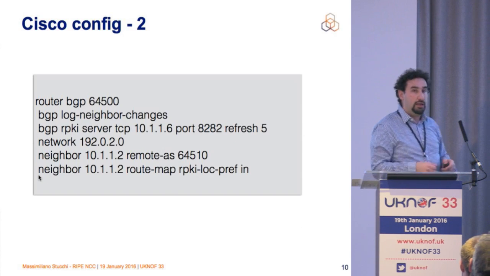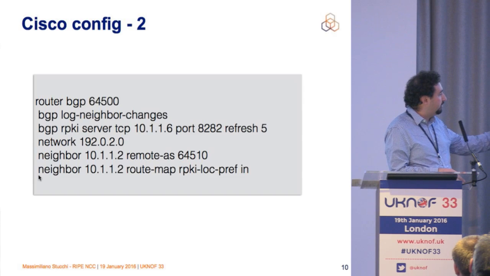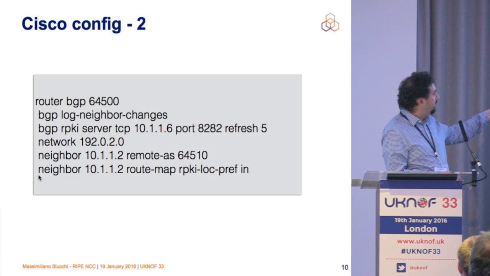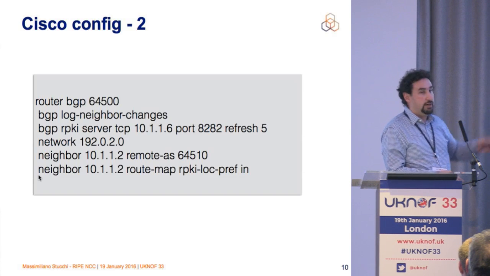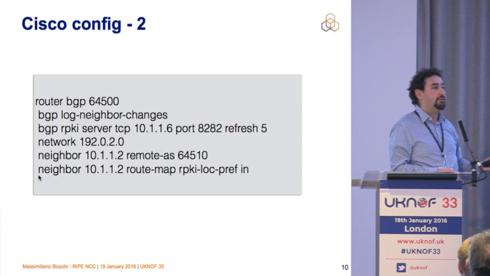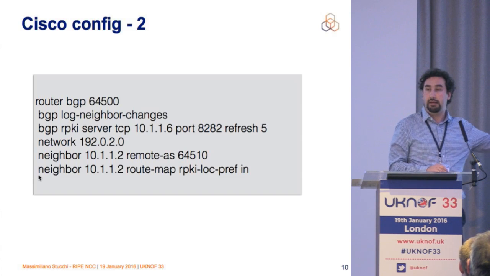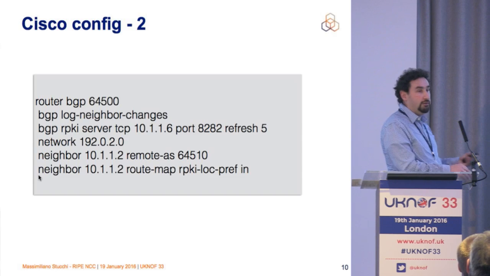And this is how I apply it in the neighbor configuration. I just apply that as a route map, as you may know. And I just define my RPKI server, which in my case is going to be my validator running in my network. So I can run it wherever I want.